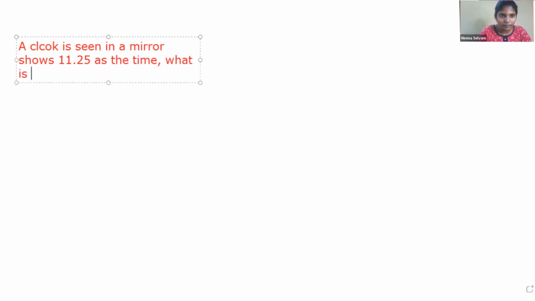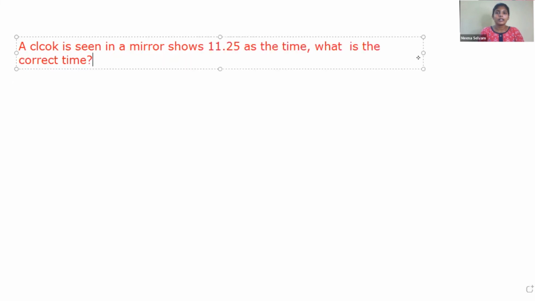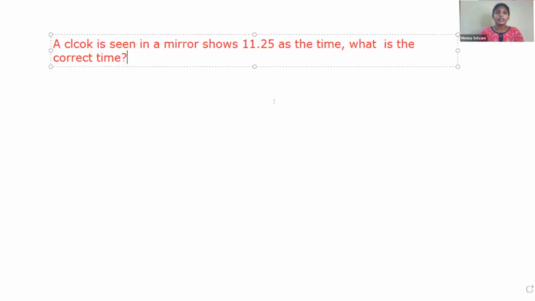What is the correct time? Simple, no? Simple, very direct question. No more confusions. Very simple. Like they have told you, in a mirror, the time is seen as 11:25. What is the correct time?